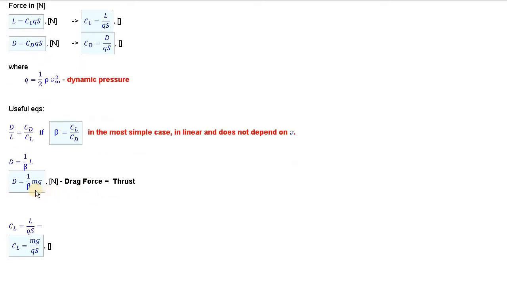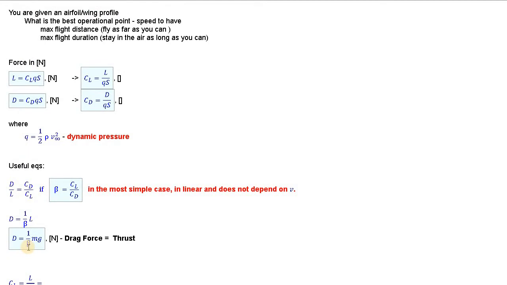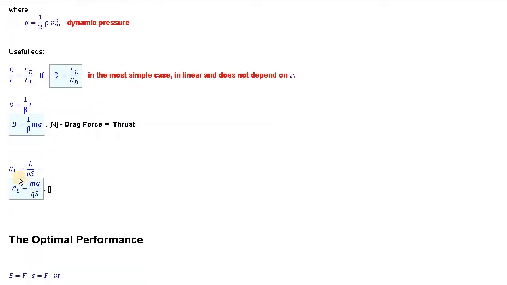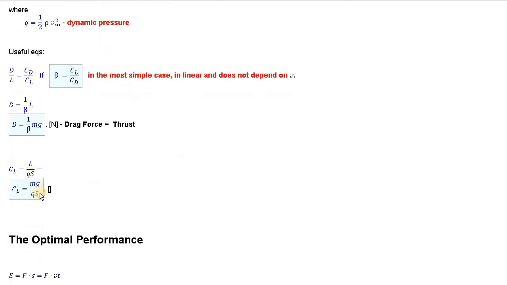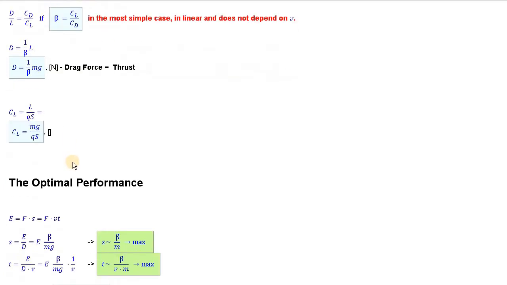Next, we can derive the drag force, which follows from this equation if you plug those things inside. So the drag force is proportional to mg, mass of the airplane multiplied by free fall acceleration, and divided by the beta constant. Useful equation. The lift coefficient, again from this equation, can be written as mg divided by qS, where q is dynamical pressure.